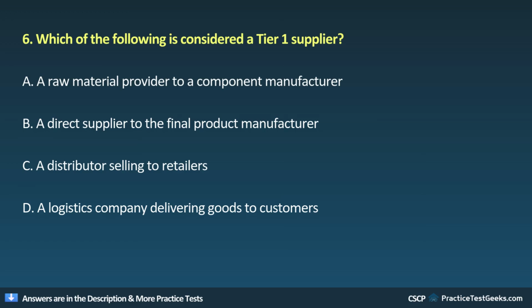6. Which of the following is considered a Tier 1 supplier? A. A raw material provider to a component manufacturer. B. A direct supplier to the final product manufacturer. C. A distributor selling to retailers. D. A logistics company delivering goods to customers.